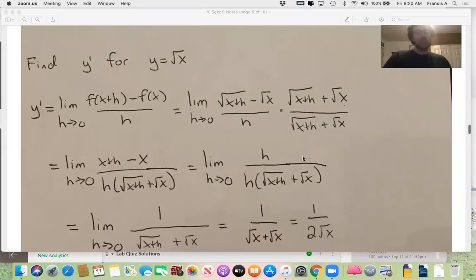And so again, what this really says is that the square root of x has some graph, and if you pick a point and ask what's the slope of the tangent line for the square root of x at the point that I chose, put that x into this formula, and that's the slope that you're looking for.